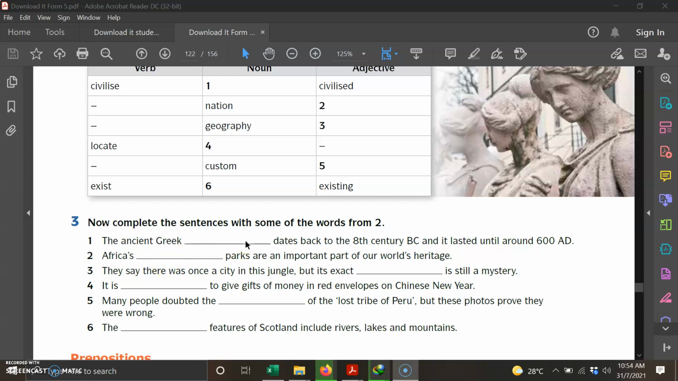The ancient Greek civilization dates back to the 8th century. Tamadun Greek ni bermula sejak 8 kurun sebelum Masihi. And it lasted until around 600 AD, sehingga tahun 600 Masihi. So old, terlalu lama. Okay?